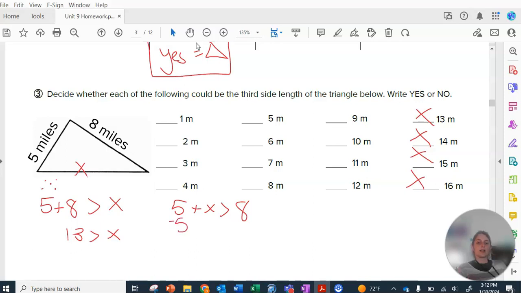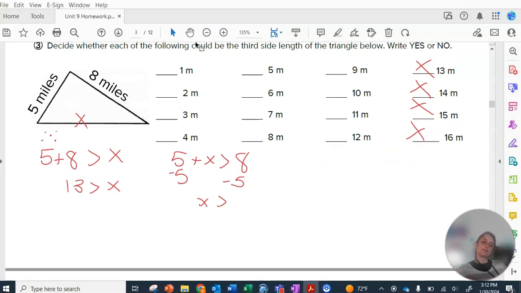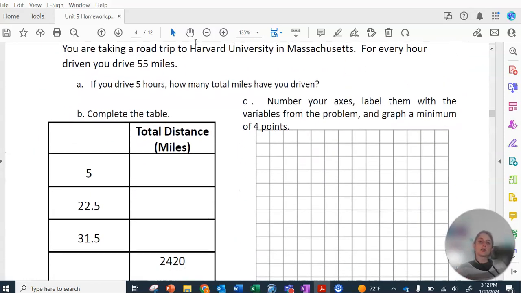Well, then we isolate our variable. 8 minus 5. Okay, whatever that number is, because I'm not doing it for you, is going to be the lower limit. You cannot have anything that is equal or less than that number. On the back, story problem.